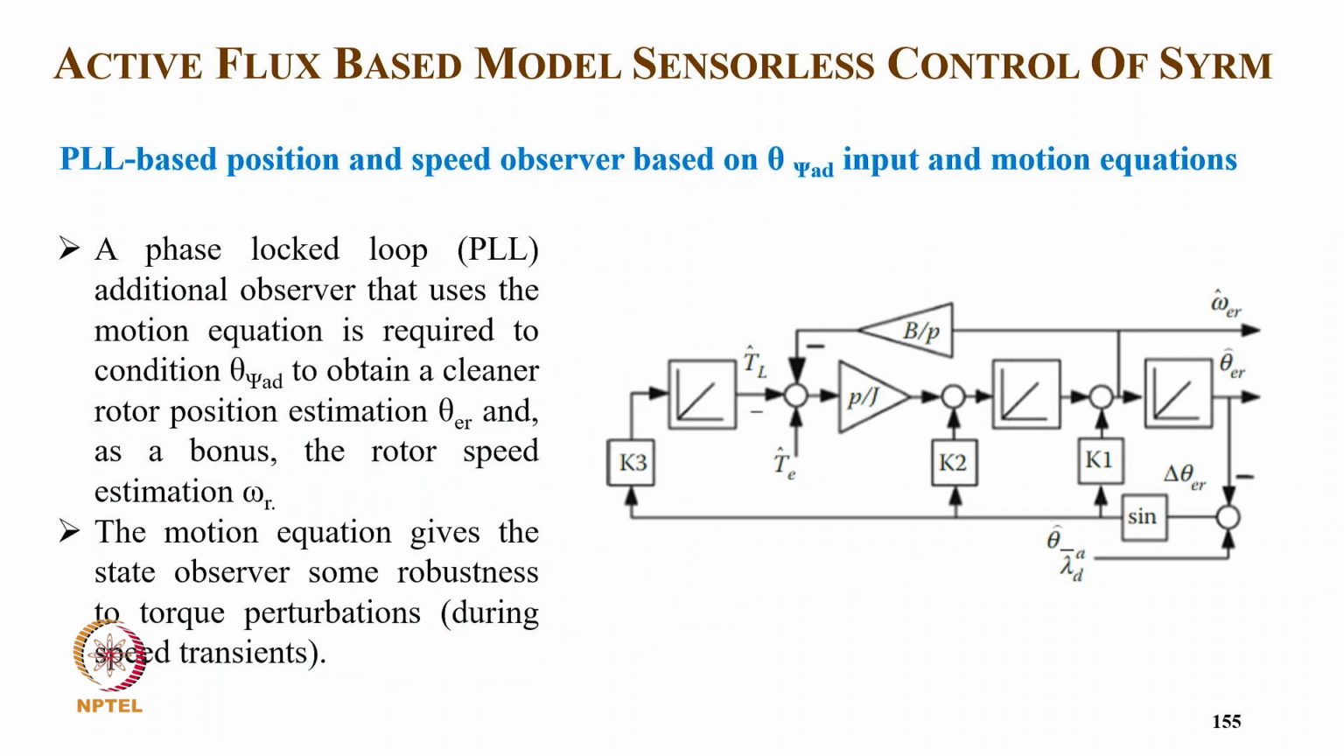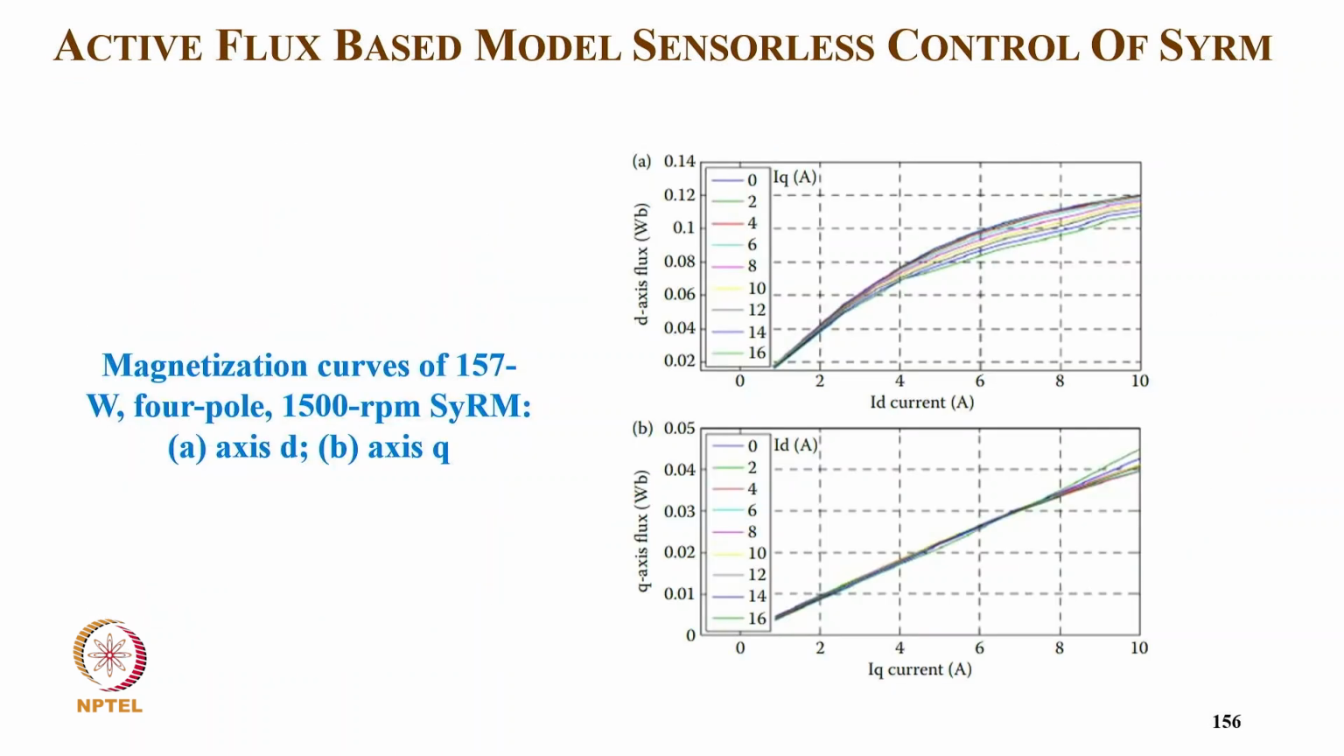So here is a PLL based position and speed observer based on PID input and motion control, as shown in the diagram, showing how the position and speed are estimated. The phase-locked loop with an additional observer that uses the motion equation is required to condition theta PLL to obtain the cleaner rotor position estimation theta er, and as a bonus the rotor speed estimation omega r, and the motion equation gives the state observer some robustness to the torque perturbation during speed transients.